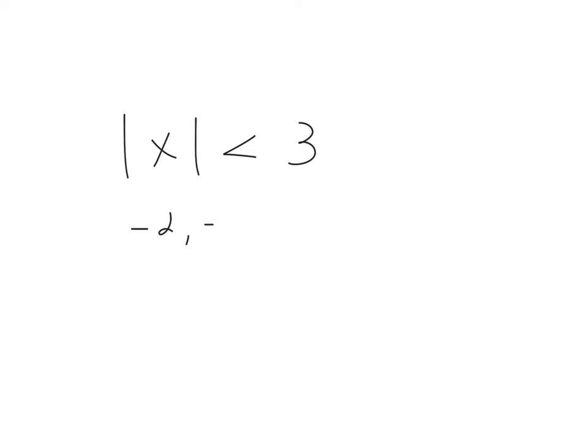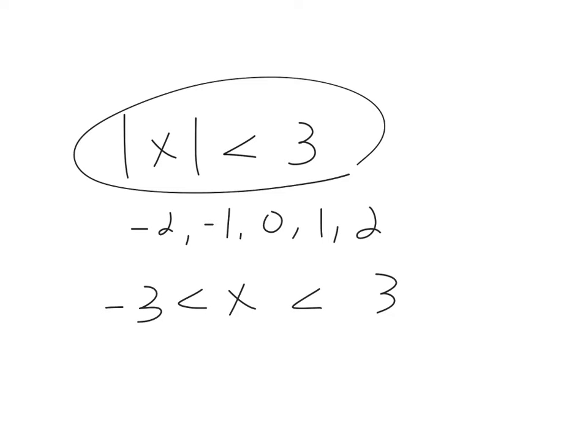-2 would work, -1 would work, 0 would work, 1 would work, 2 would work. Everything that's less than 3 and also greater than -3 would work. So, like a half would still work, all those numbers. So really you could write it like this: anything between 3 and -3 would solve that. So less than kind of works like that.